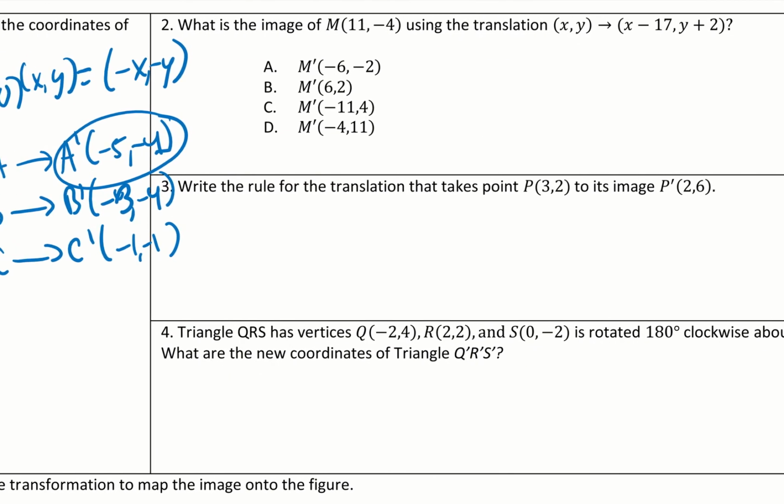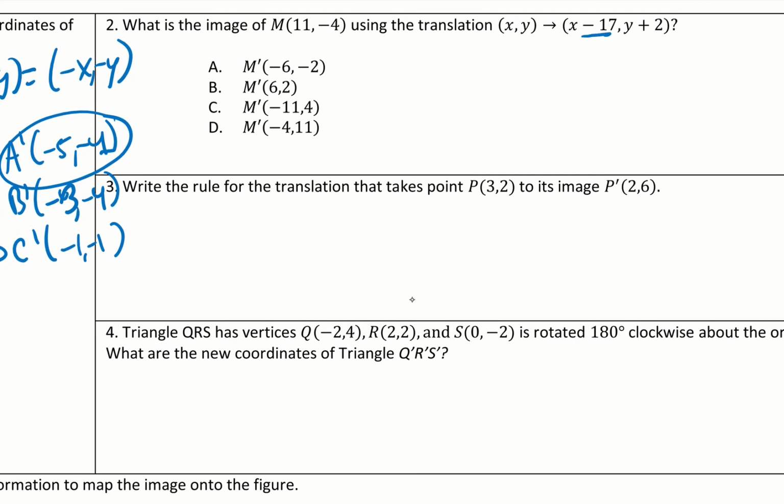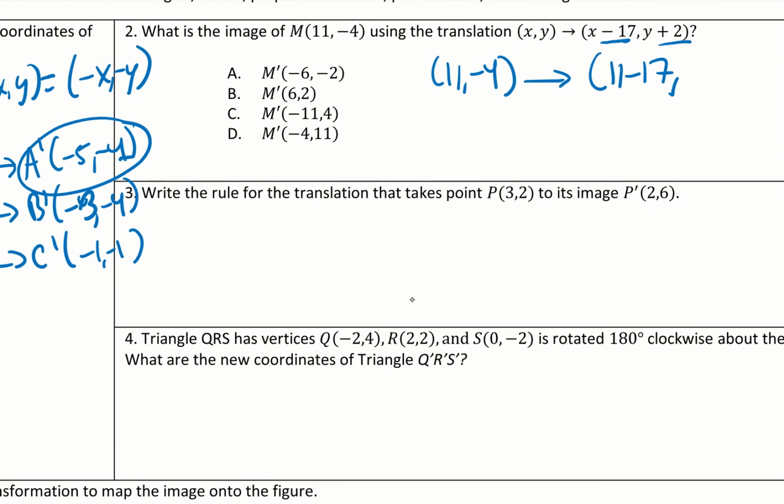Number 2, what is the image of M (11, -4) using the translation? So we're going to subtract 17 from x and add 2 to y. So that's all you got to do. Take that and do that transformation. 11 minus 17 and then -4 plus 2, which is (-6, -2). There you go.